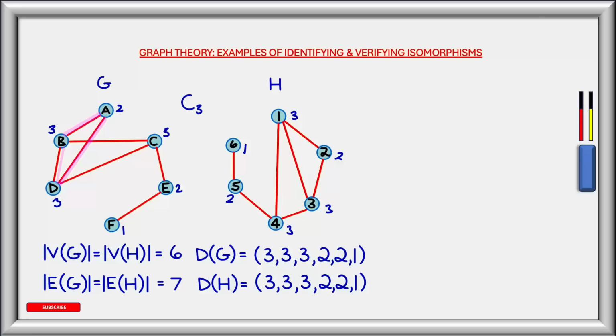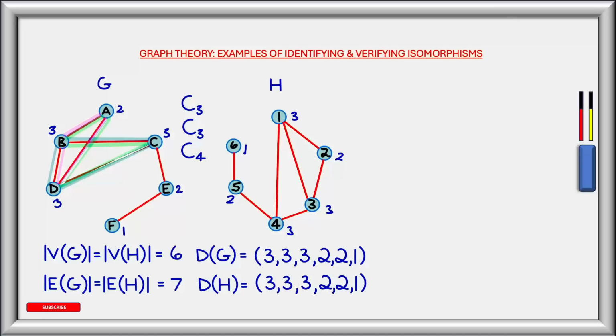And then we can start at vertex B, move to C, C to D, and D returning to B. And that's another C3 cycle. And then I can also see one which starts at A, goes to D, then to C, on to B, and back to A. And that's a C4 cycle.